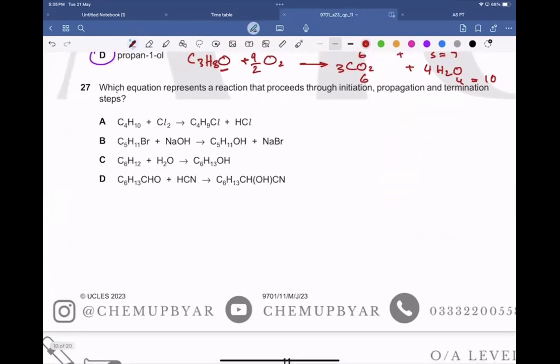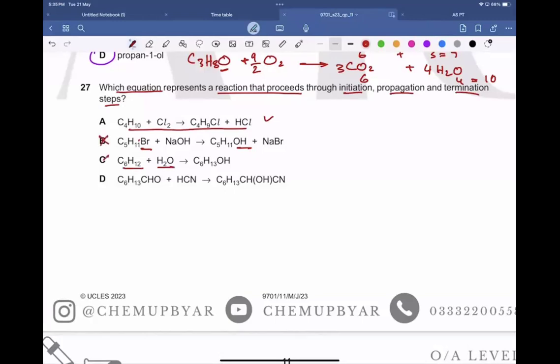Now 27. Which equation represents a reaction that proceeds through initiation, propagation, and termination steps? We know that is a free radical substitution. And if you see over here, there is a free radical substitution. So it can be a correct answer. Here, bromine, it's a nucleophilic substitution, so it can proceed through initiation, propagation, and termination. Yes, Hassan, can be a correct answer.